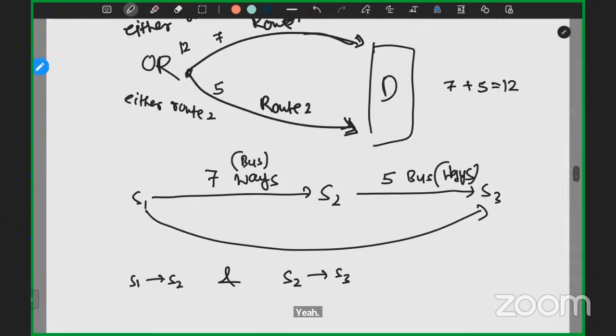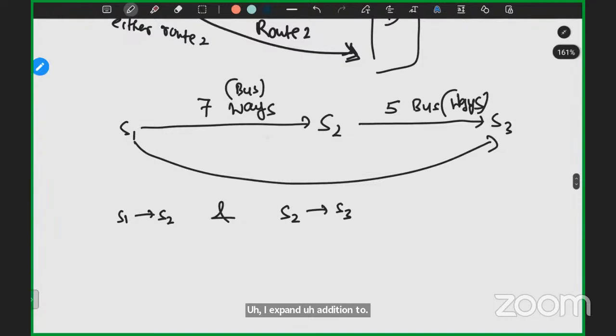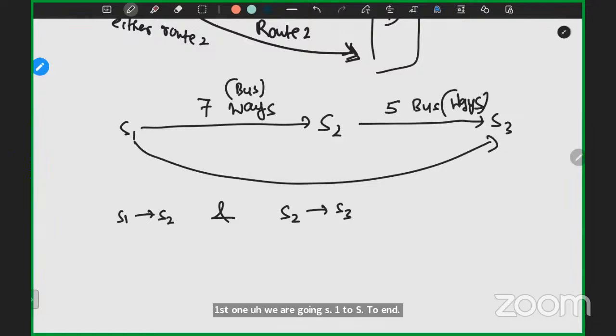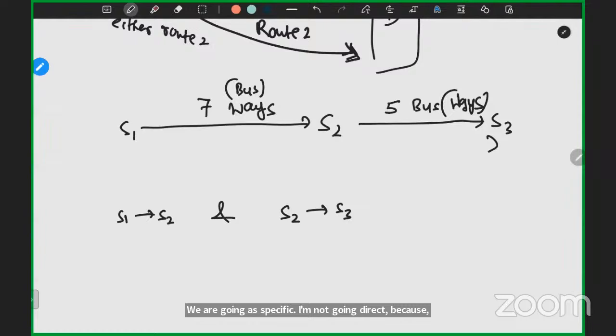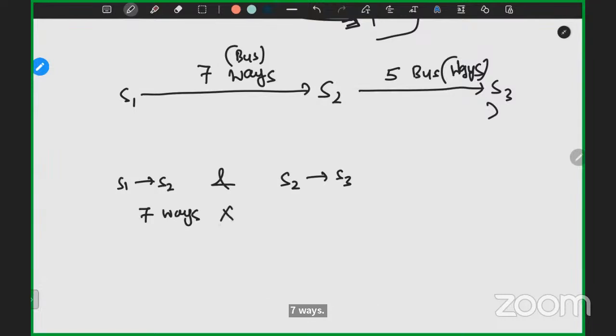I explained the addition rule. I was about to explain multiplication. The task we are doing is going from S1 to S2, and then from S2 to S3. I'm not going directly to S3, but asking how to go to S3, and these are the only possible ways. From S1 to S2 there are 7 ways, and from S2 to S3 there are 5 ways. This is multiplication, so the total will be 35 ways you can go from S1 to S3.